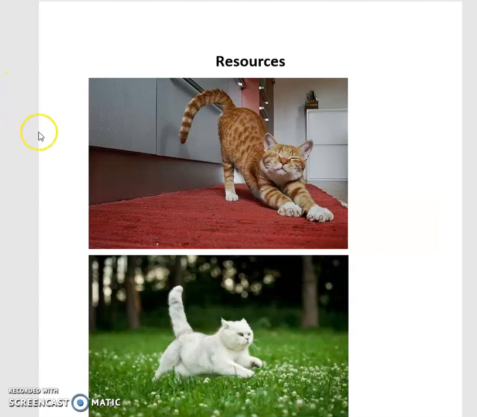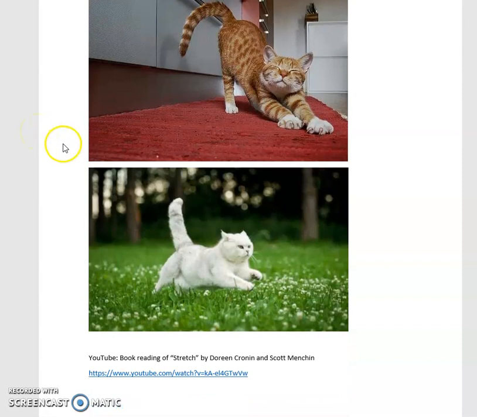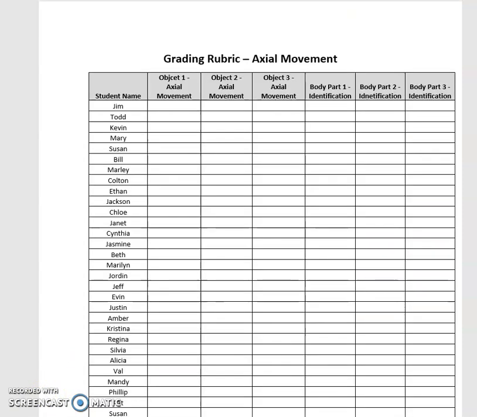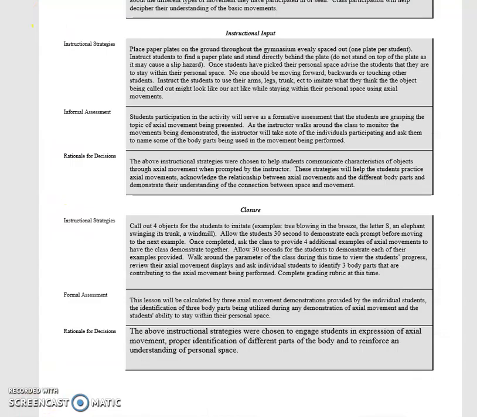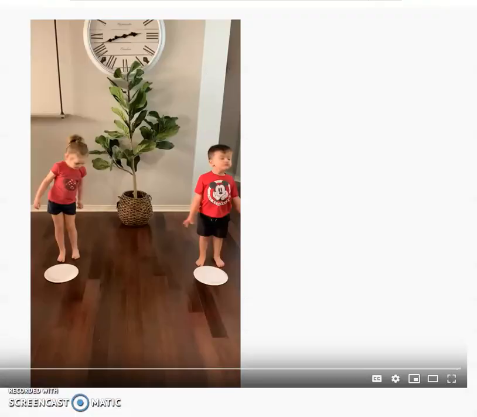Here are some of the resources that were used during this lesson. Here's a picture of the cat stretching and the cat running. Then here is a YouTube video for the book Stretch. Here is a copy of the grading rubric that will be used for this lesson. And here is a quick clip of what the lesson might look like.